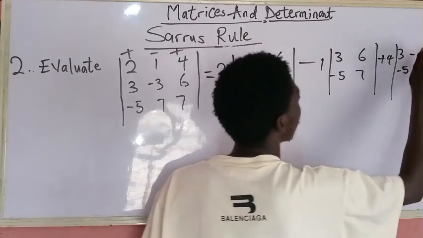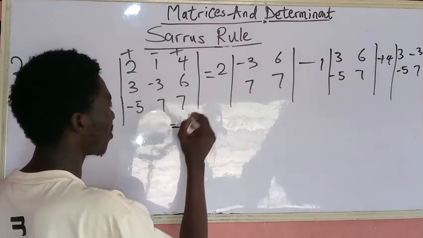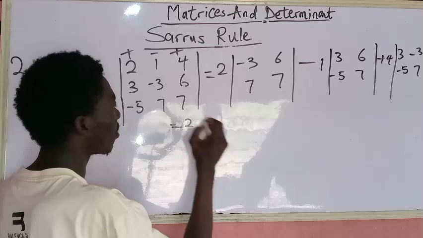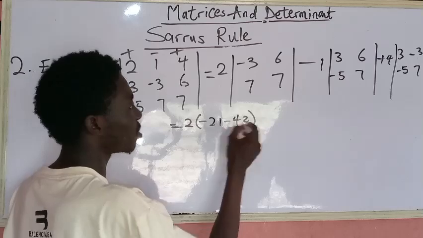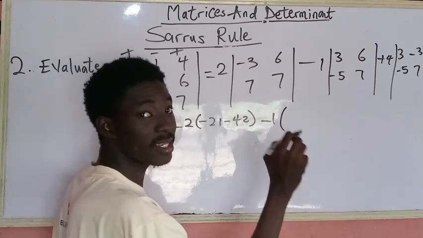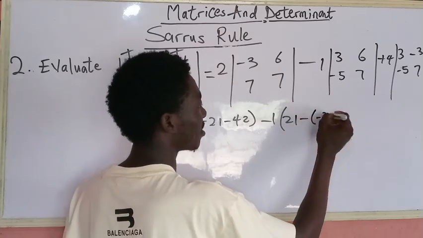Good. Let's check if it's the same answer. So what will happen here? Here will be 2. Here will be minus 21 minus 42. And here will be minus 1. Right? And that will be 21 minus of minus 30.